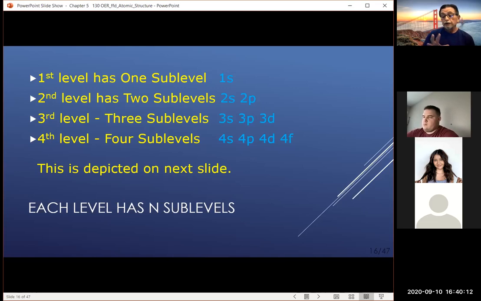But if we find more elements beyond 118, and we continue, then we're going to start getting to the G's and so forth. Okay. All right. Good question.